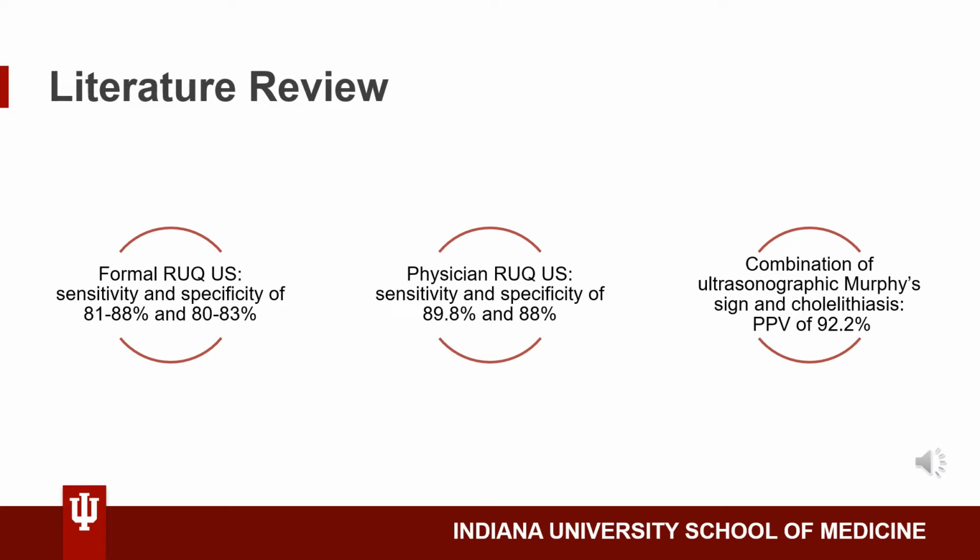And then when looking at the individual aspects of a right upper quadrant ultrasound, the combination of Murphy's sign and cholelithiasis itself had a positive predictive value of 92.9%. That was only kind of moderately increased when also looking for things like wall thickening or pericholecystic fluid. Those have low sensitivity but high specificity, but just the combination of Murphy's sign and cholelithiasis itself is very predictive of cholecystitis.